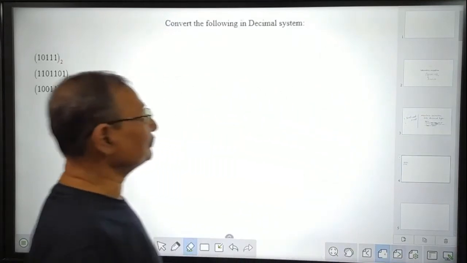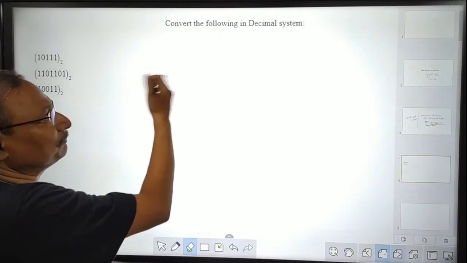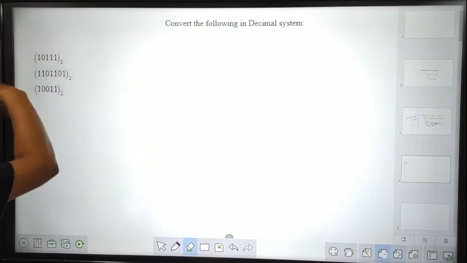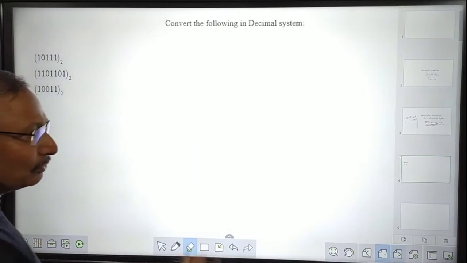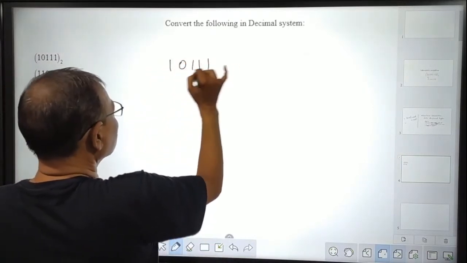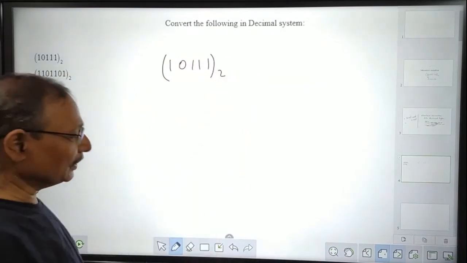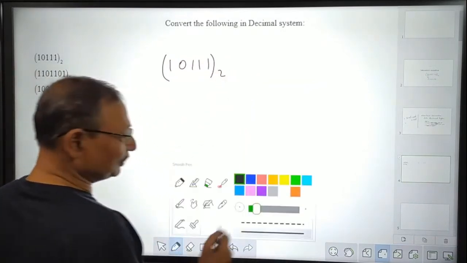In this context, we are taking some examples. Suppose that we are to convert the following non-fractional binary numbers into decimal numbers. So the first number which I took is this one. This is written in the binary format, and we want to convert it into the decimal system.